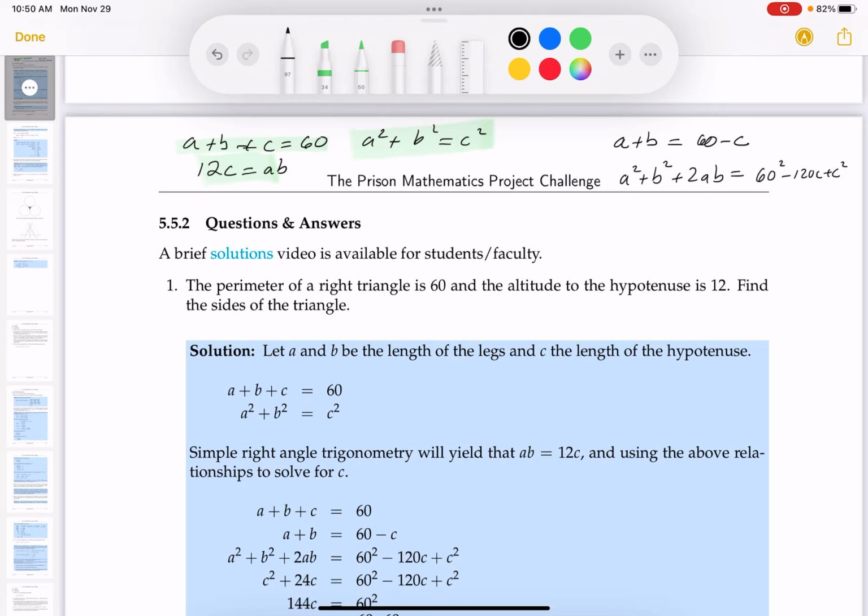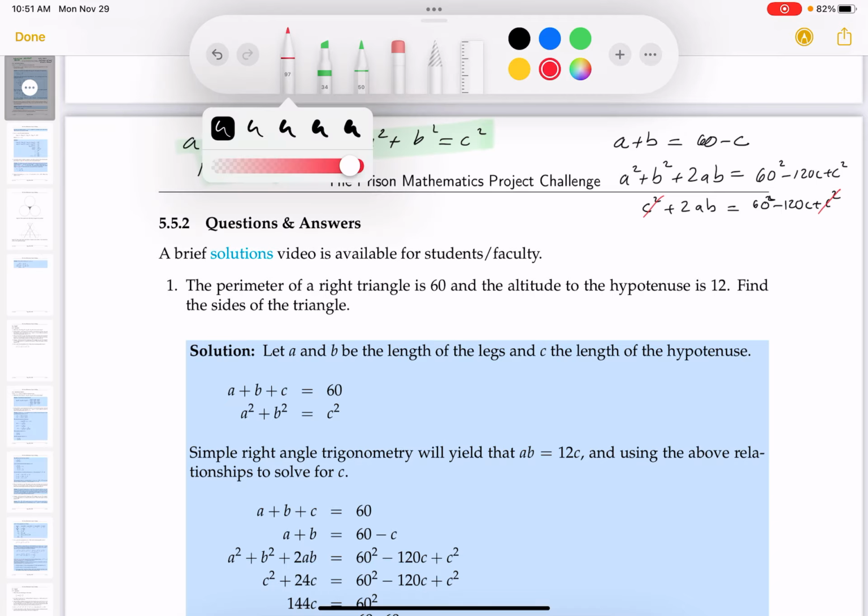What's nice about this, there are things that, no, there's nothing that disappears. Wait a second, there is. What's A squared plus B squared? It's C squared. Let me write that down for you. So the same thing as saying C squared plus 2AB equals 60 squared minus 120C plus C squared. All right? Now, I noticed immediately that the C squareds disappear. And 2AB is actually just 24 Cs.